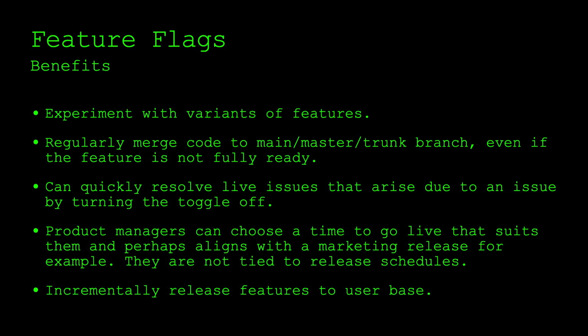Another benefit, which I've already mentioned, is you can regularly merge code to the main, master or trunk branch, even if the feature is not fully ready, because you can have that feature turned off until it's fully ready and the product manager is ready to release it. And the product managers can choose a time to go live that suits them, and perhaps aligns with a marketing release, for example. They're not tied to the release schedules. It's purely whenever it suits them and makes sense for the product to release that feature.